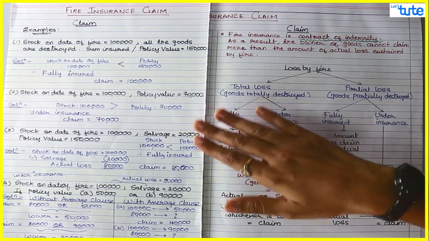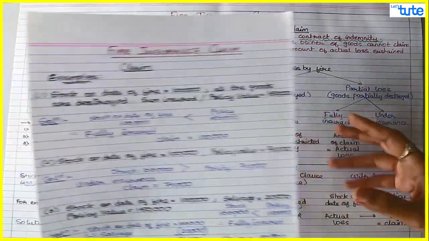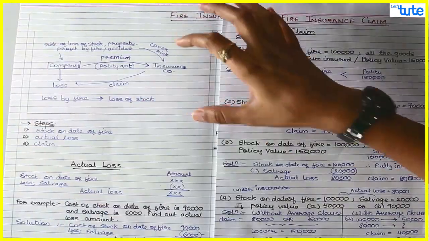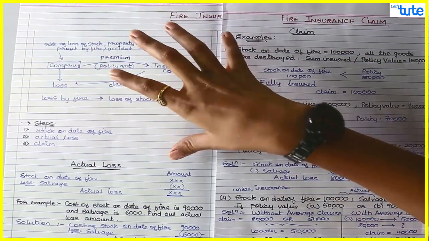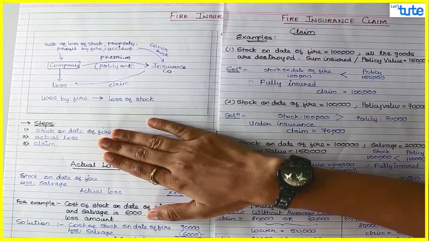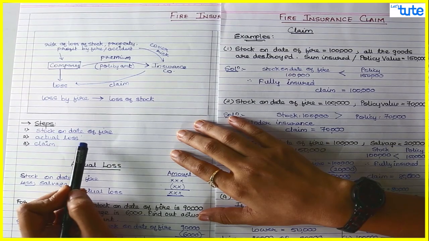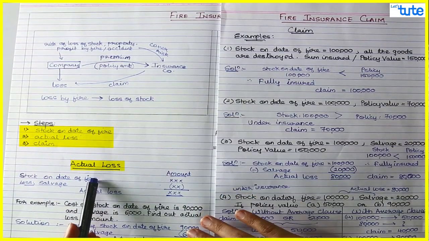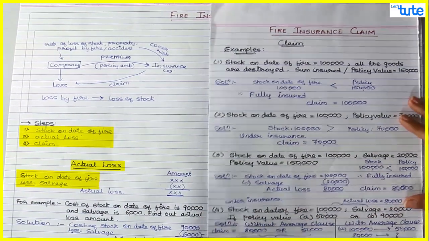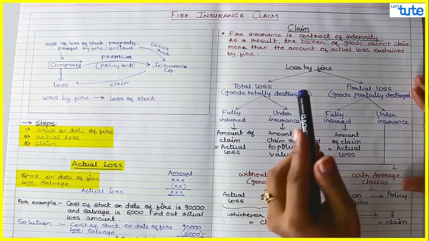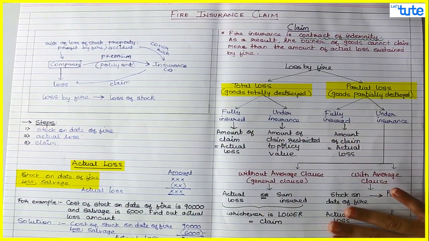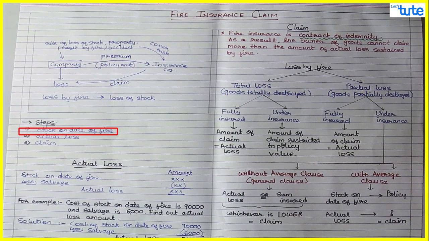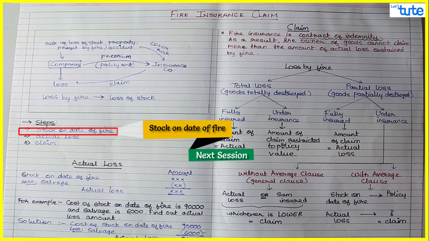Okay. So here we complete our first session. This was very simple, where we just discussed the basics of what this chapter is all about. There are 3 steps, out of which we already discussed 2 steps, that is actual loss and claim. Actual loss is just stock minus salvage, and for the claim you will have to see whether it is a case of total loss or partial loss. So in the next session we'll discuss more about the stock on date of fire.